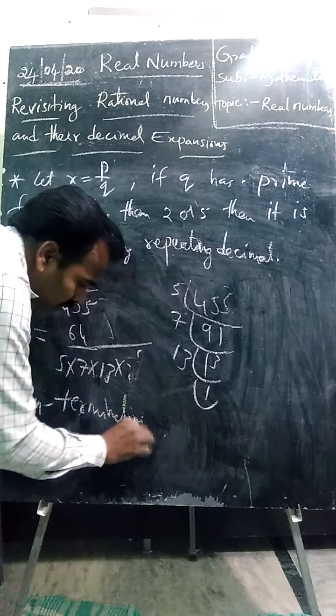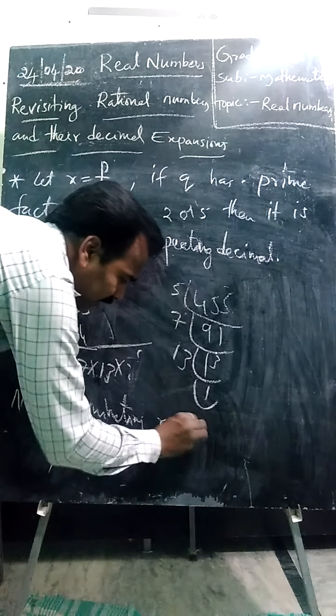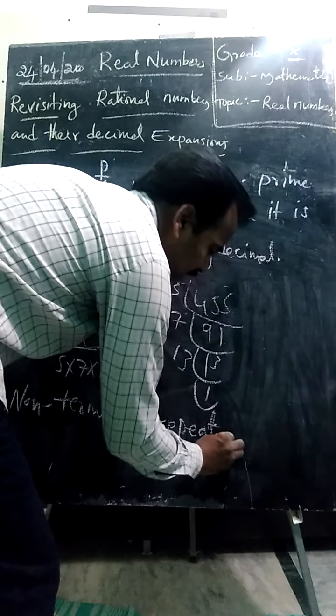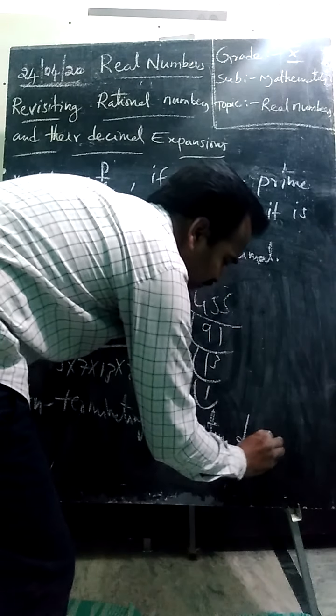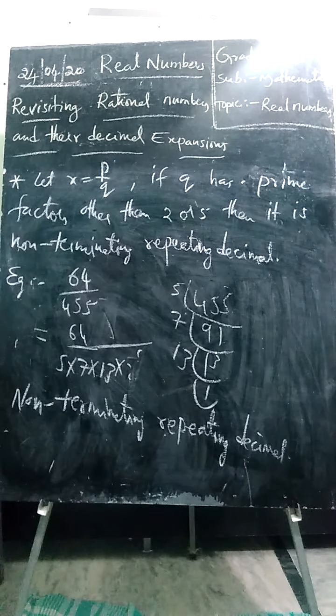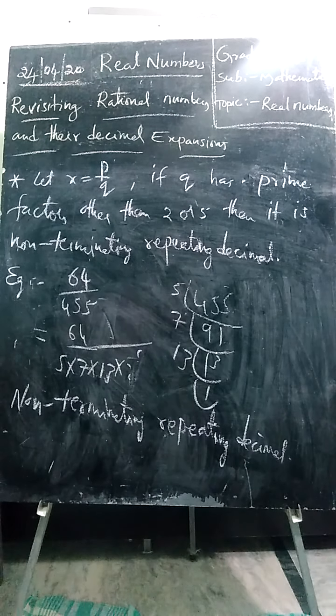non-terminating repeating decimal. So in this way, we can differentiate rational numbers as terminating decimals or non-terminating repeating decimals. So let us discuss.